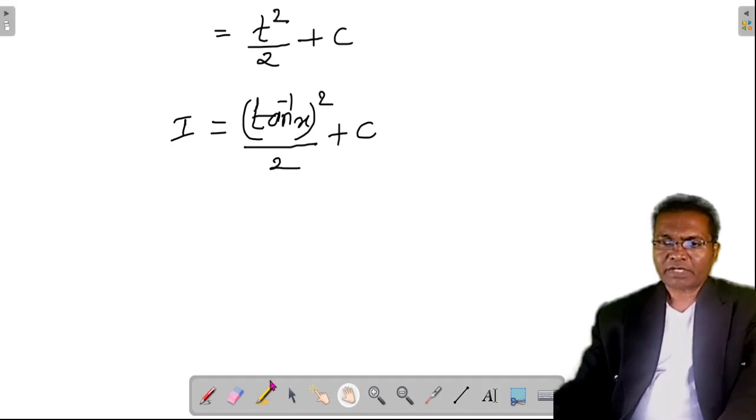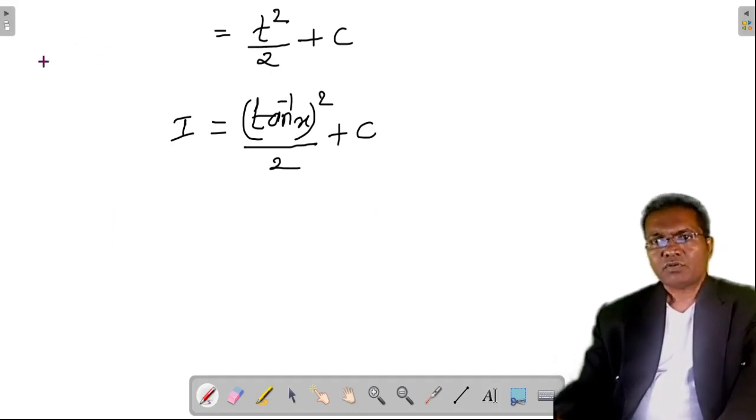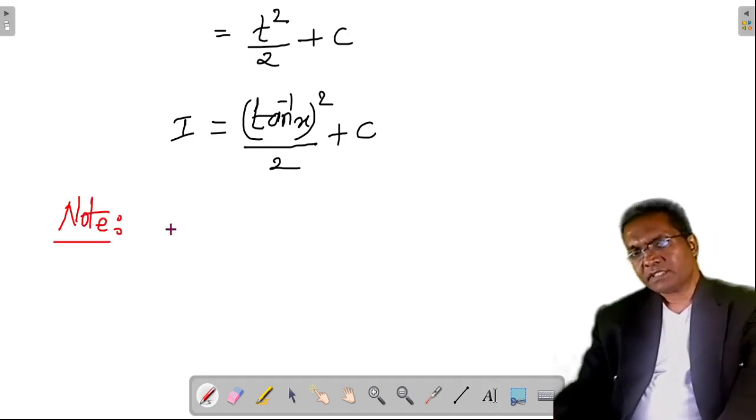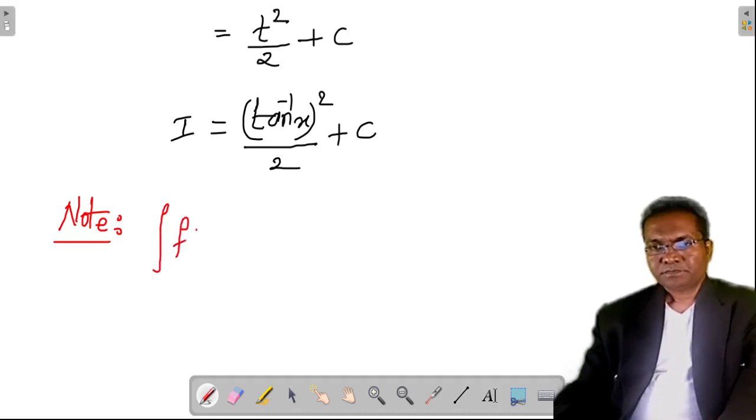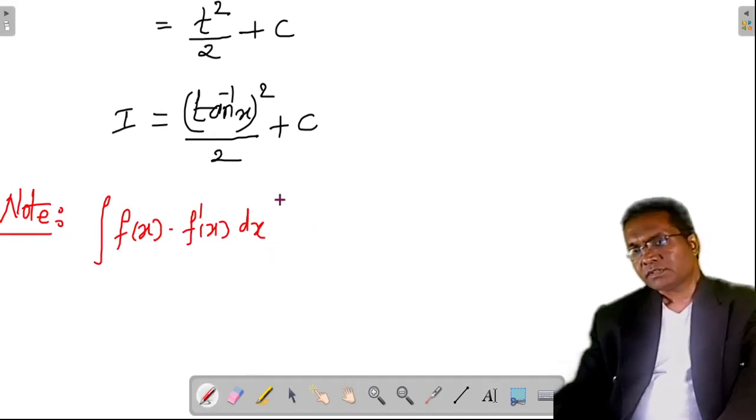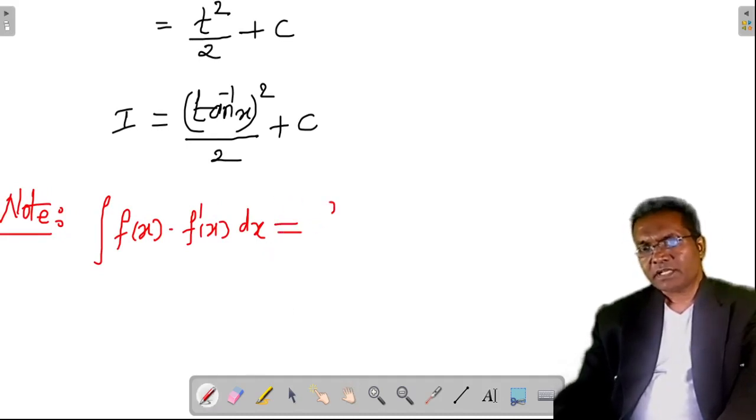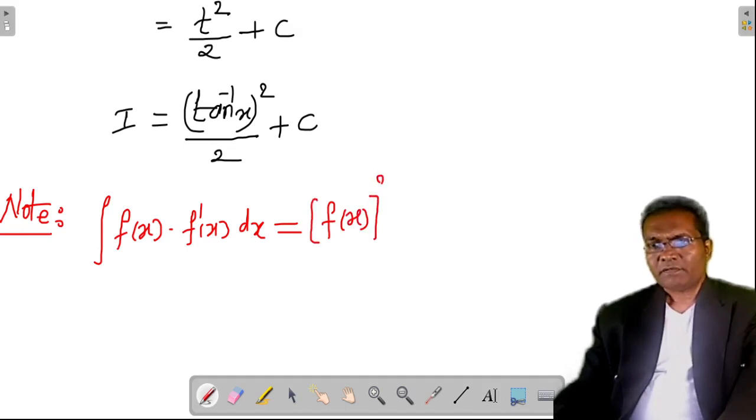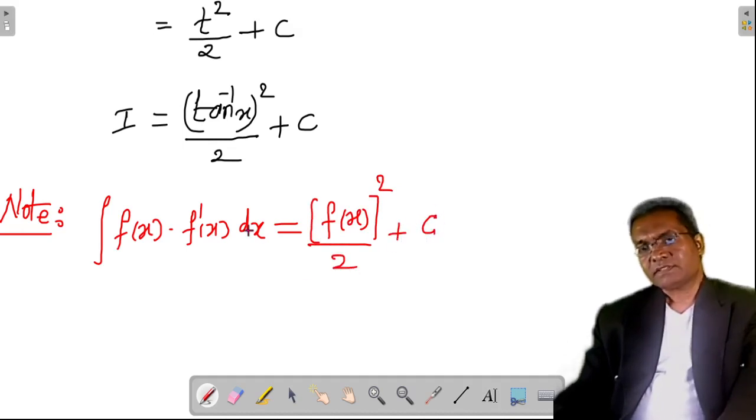Now one thing to be noted, better you make a note of this. It may help somewhere else in solving differential equations or in case of CET. So the integration of f of x into f dash x dx is always equal to f of x whole square by 2 plus c.